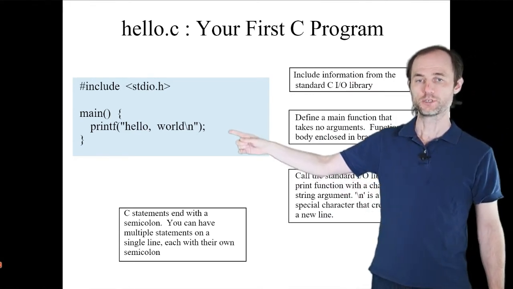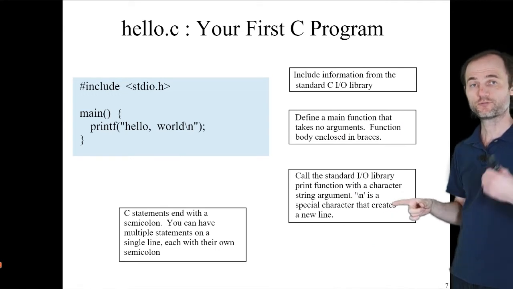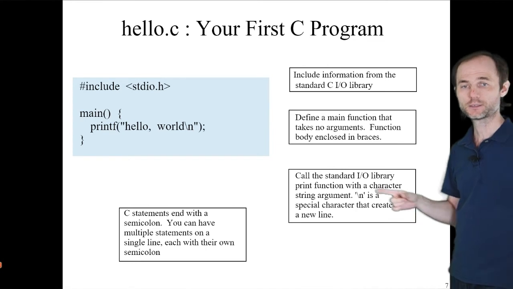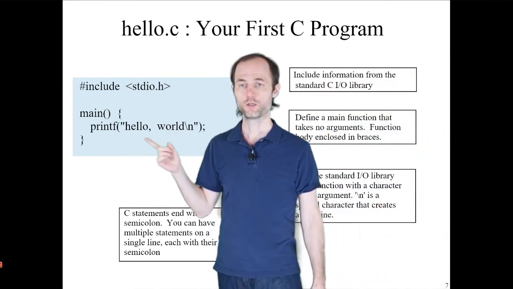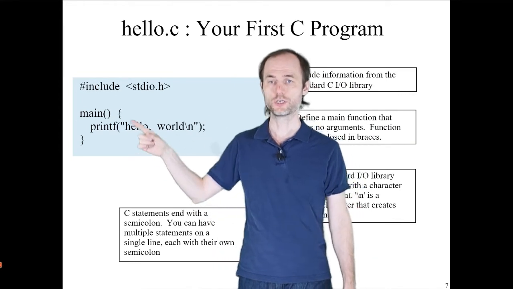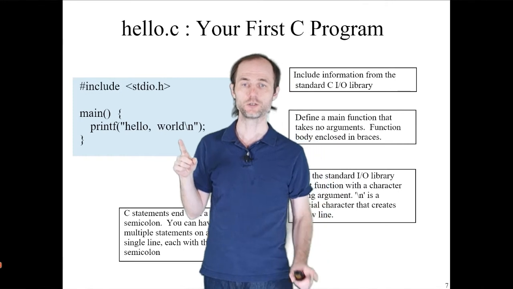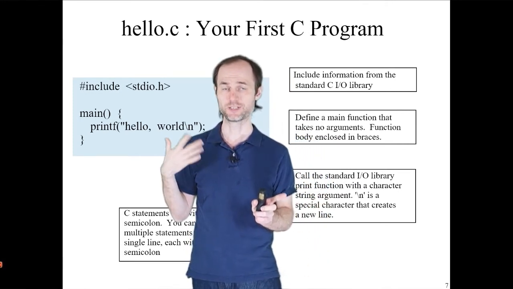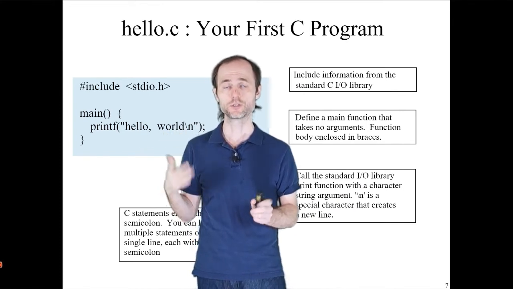This printf is the call to the standard input-output library function that prints on the screen. And you can see, you recognize most of the things over here. Hello world, so this is a string, it's taken in quotes. The \n character is a special character that creates a new line. \n stands for new line. There are a bunch of such special characters.